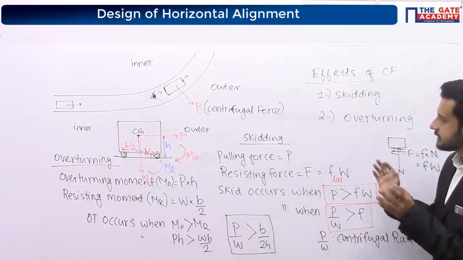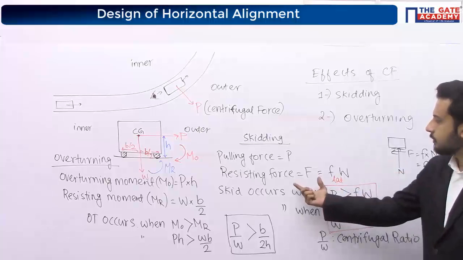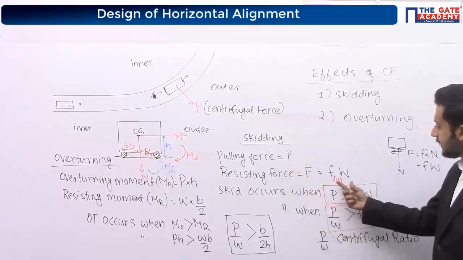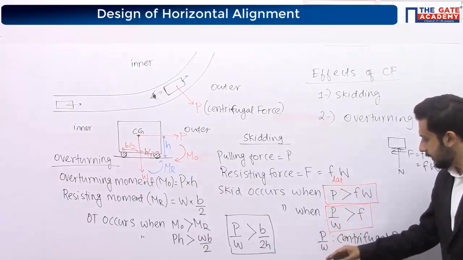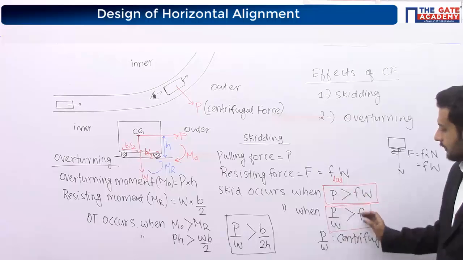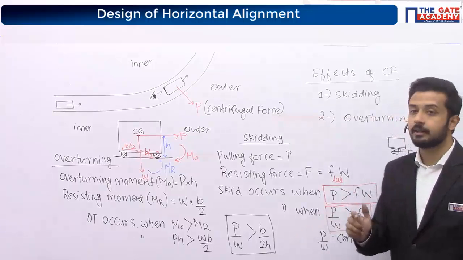Once again, I am giving one more brief idea. When will skid happen? Whenever this pulling force P is more than the resisting force F into W. So I can write it like this: P by W, the centrifugal ratio, is more than the coefficient of lateral friction.